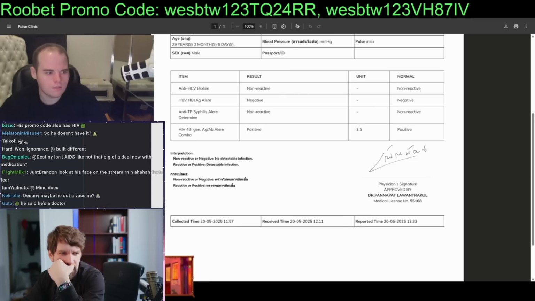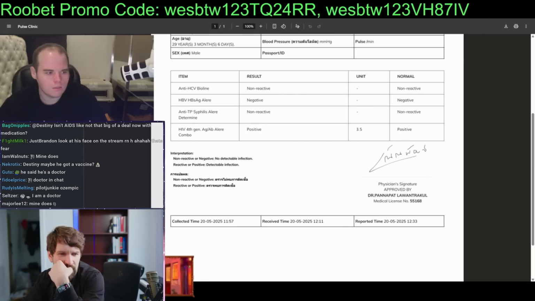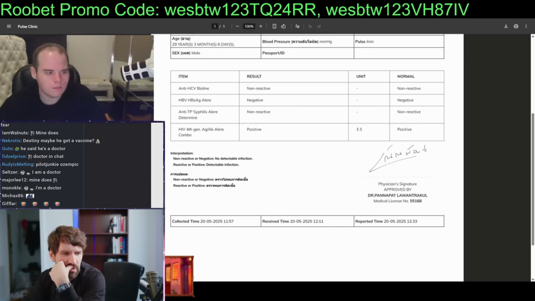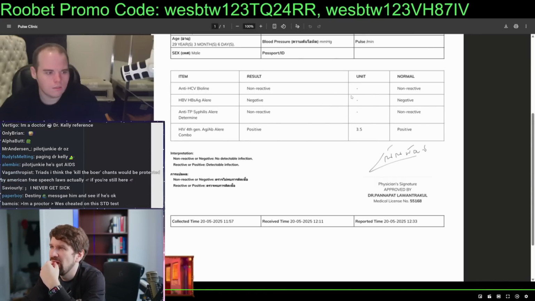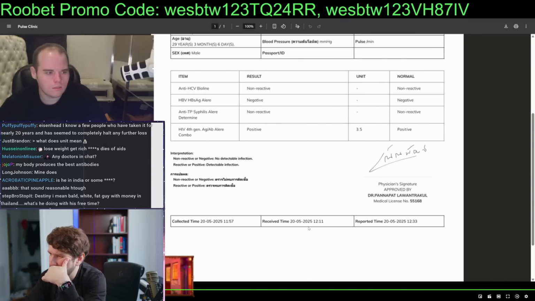The positive HIV fourth generation antibody test result indicates the presence of either three things: HIV-1, I don't know why you're putting the same thing in here. Okay, I'm guessing this is just a form error, maybe. That's my guess. Actually, wait a second.